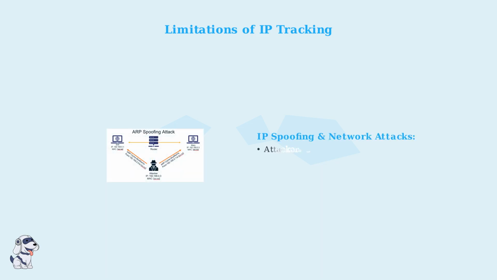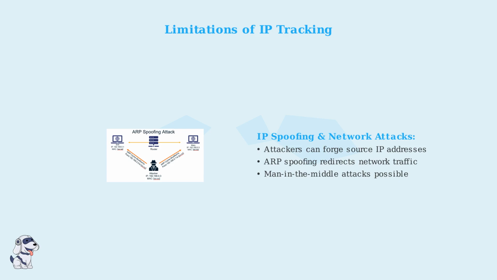However, IP address tracking has significant limitations that security professionals must understand. These limitations can lead to false conclusions if not properly considered. One major limitation is IP spoofing and network manipulation. Attackers can forge IP addresses or manipulate network protocols to hide their true location and identity.